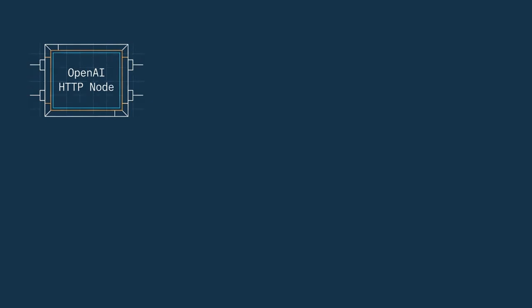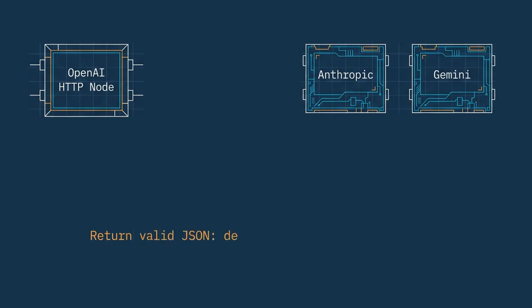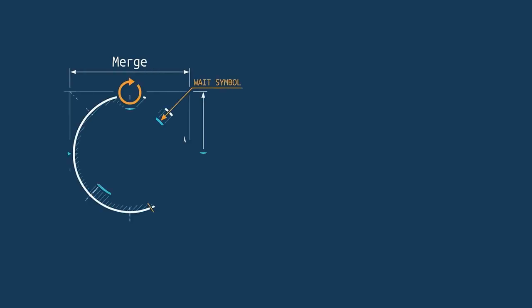Configure the first to call the OpenAI chat completions endpoint at api.openai.com, the second to call Anthropic's Messages API at anthropic.com, and the third to call Google's Gemini API at generativelanguage.googleapis.com. In each HTTP node, set the authorization header using your respective API keys stored as N8N credentials and pass a consistent system prompt that instructs the model to return only valid JSON with 3 fields: decision, confidence, and reasoning.